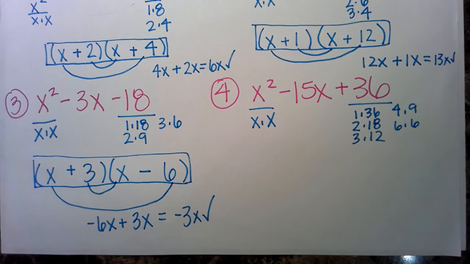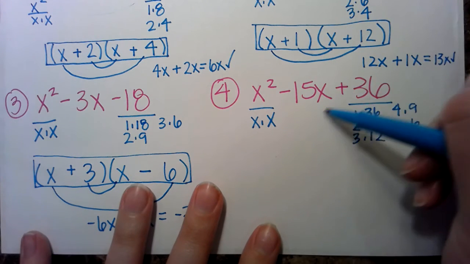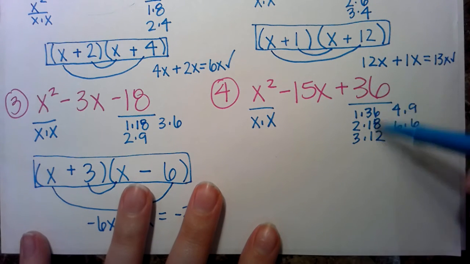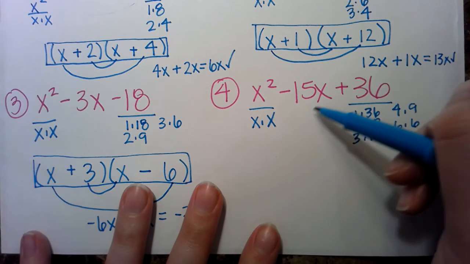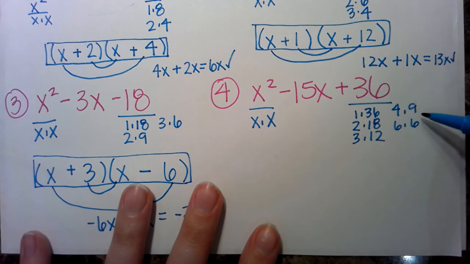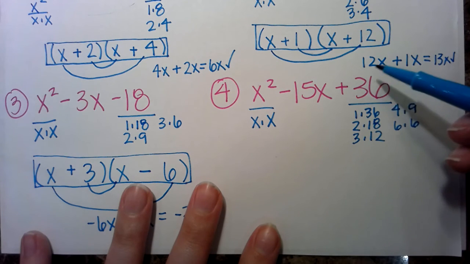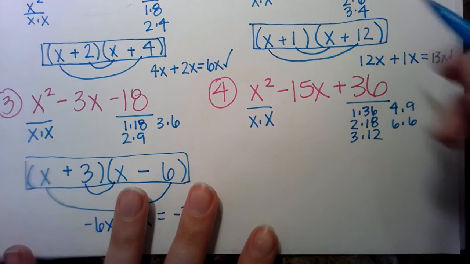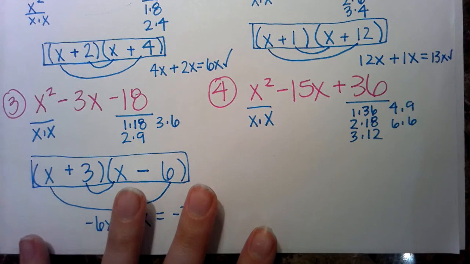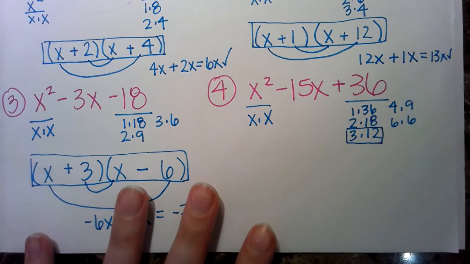So now I have to think to myself, okay, how can I get a -15? So most likely what probably is going to happen if you have this negative term in the middle, you're probably going to have both of these equal a negative number, because a negative times a negative will give you a positive 36. And in this case, the one that's going to get me closest or going to add up to 15 is probably this 3 and 12.